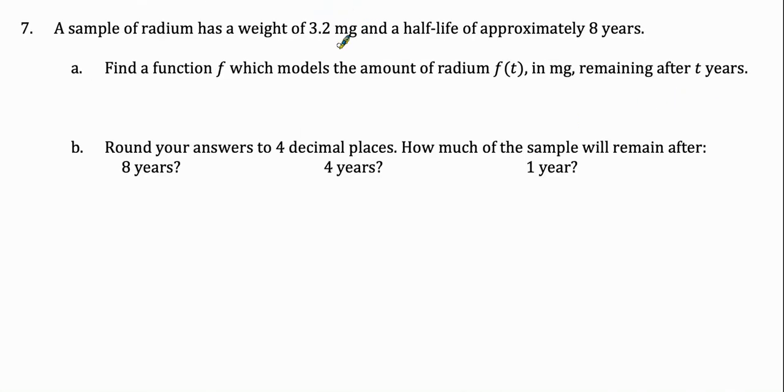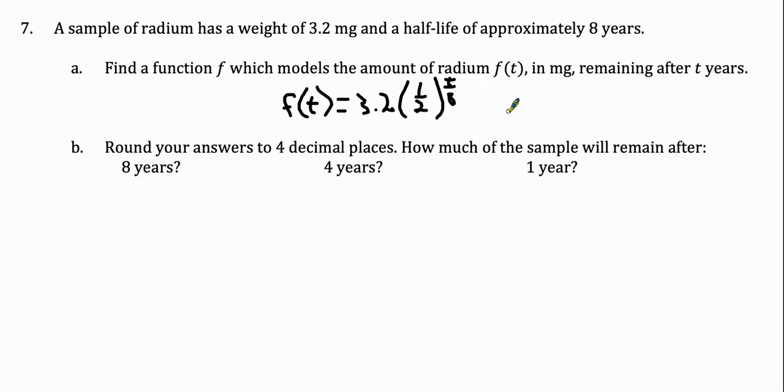On number 7, we have a half-life problem, right? So our initial value is 3.2 milligrams. Half-life tells me my growth factor. My growth factor is 1/2, but that's over an 8-year period. So similar to the last problem, right, I can write my function as initial value of 3.2 times my growth factor of 1/2. But that, again, since that's over an 8-year period, I will raise that to the t over 8 power.